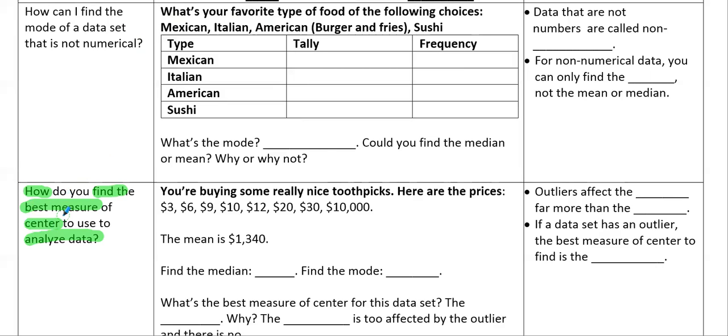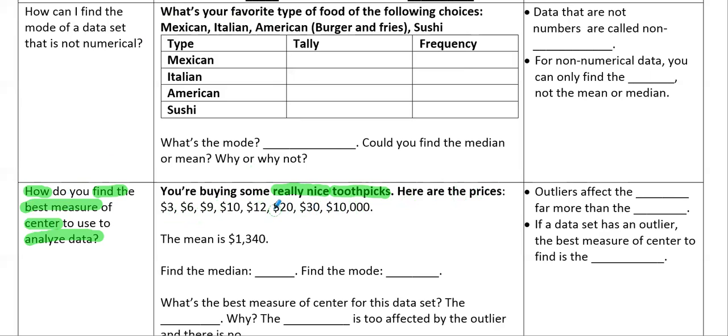So if you look at these numbers, you're buying some really nice toothpicks. Really nice, though. Here are the prices. $3, $6, $9, $10, $12, $20, $30, and $10,000.